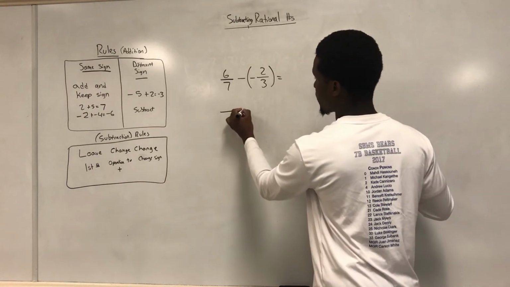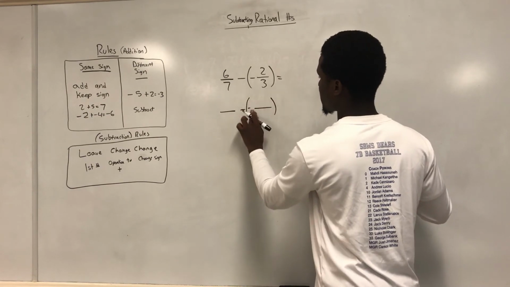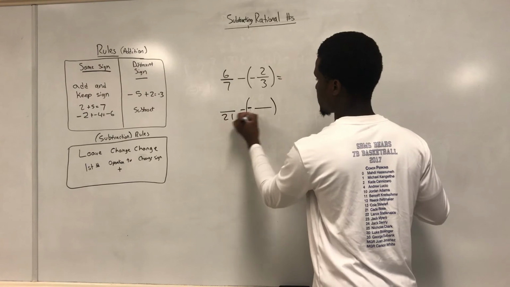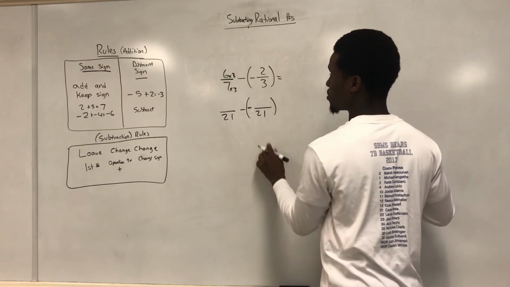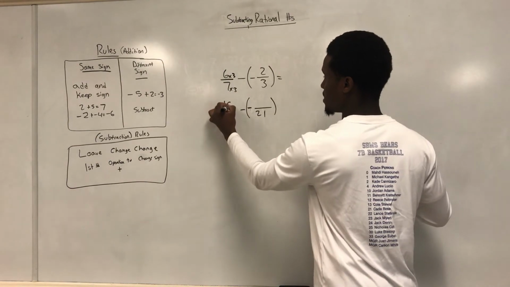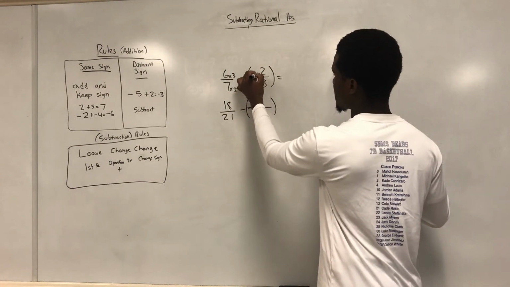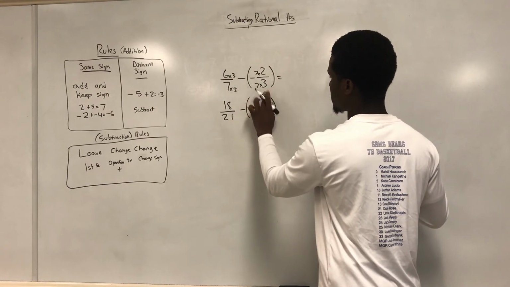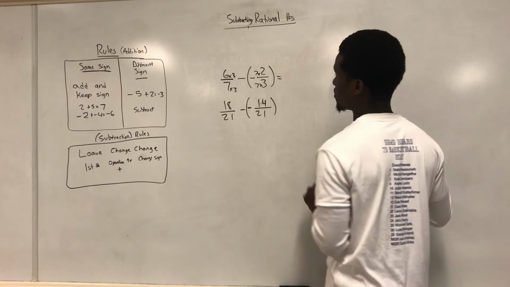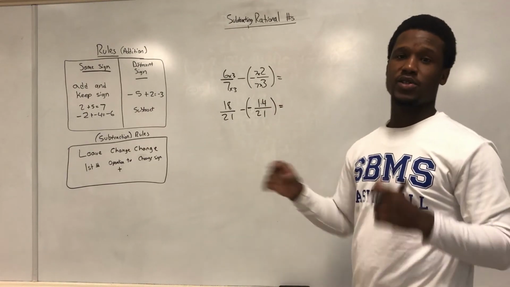So, I know that 21 is common in both 3 and 7. So, I want my denominators to be 21. Times 3 to equal 21. So, this is going to be 18 over 21. Next, times 7, which is going to be negative 14 over 21, okay? Now, my denominators are the same.